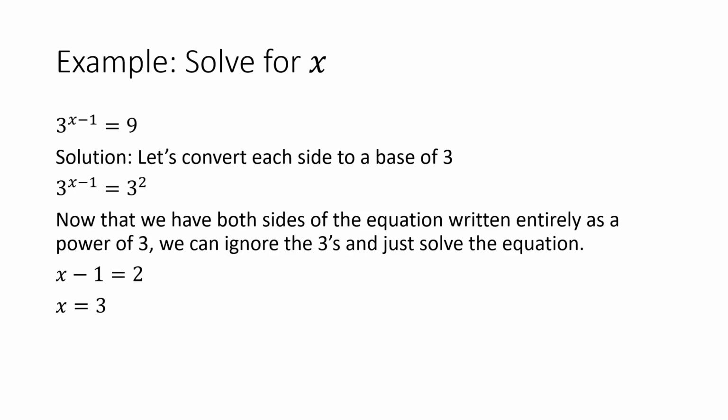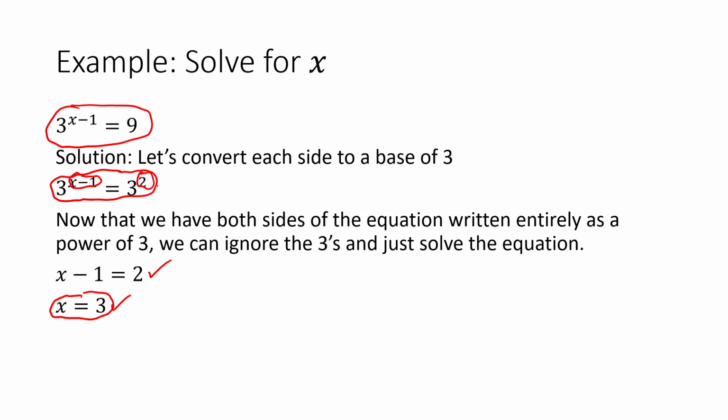Well, we can. 9 is equal to 3 squared. So what we have now is 3 to the exponent x minus 1 equals 3 squared. At this point, we can actually ignore the 3's and simply state that x minus 1 is equal to 2. And when we solve it, we see that x is equal to 3. So if asked to solve this equation without using logarithms, we can say x equals 3.